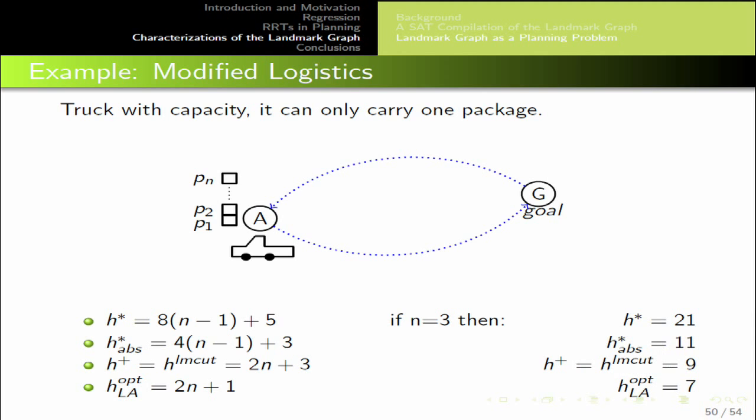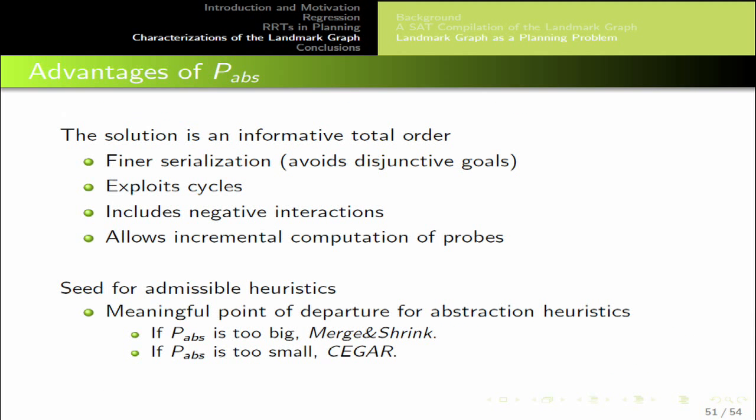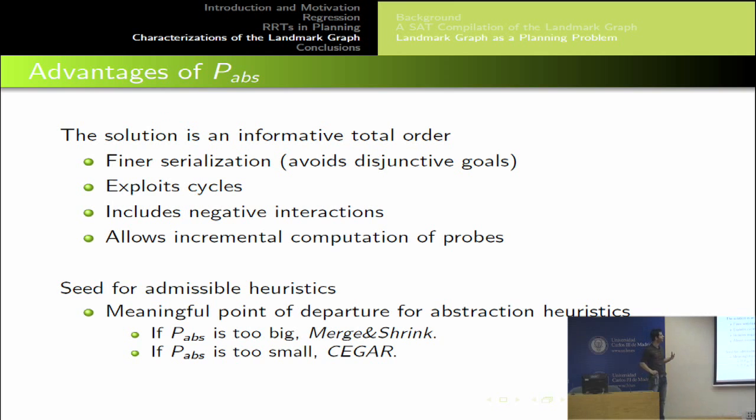So that's pretty much everything. In this case, we get a much finer serialization of our problems. We have no disjunctive goals like this, clear A or holding B in the Sussman anomaly. Which one should we use? Now, in this case, we don't have those. We always have a sound course of action, right? It exploits cycles, includes all the delete effects and mutexes, and can be incrementally computed too.